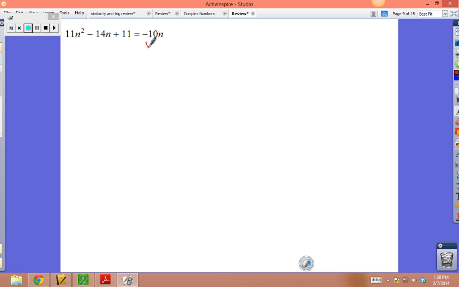Okay, move number one. You got to get everything on the same side, so you should add 10 in. You got 11n squared minus 4n plus 11 is 0.